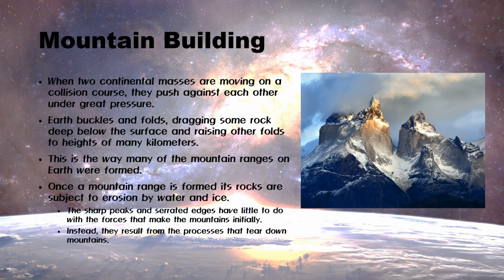Believe it or not, the sharp peaks and serrated edges that you often find on mountains have little to do with the forces that actually make the mountains initially. In fact, most mountains are actually very smooth when they're originally formed. And instead, what happens is the processes that tear down the mountains, so the wind, the water, the rain, are actually creating these sharp, jagged edges that we often associate with mountains.